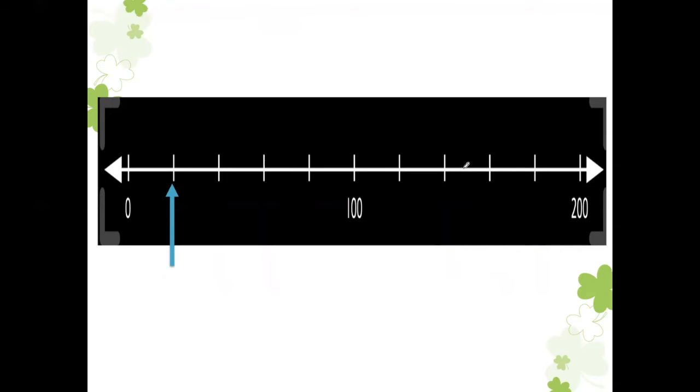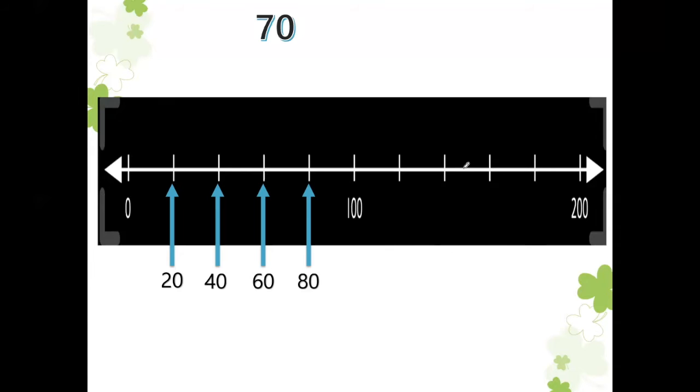Okay, so let's look back to the number line that we've just seen a while ago. So you have here 20, 40, 60, 80. Okay, so I have here 70. So where are we going to put 70? All right, good job. It should be between 60 and 80. How about 78? Okay, good job. So it should be here.